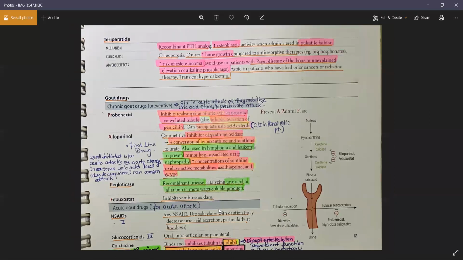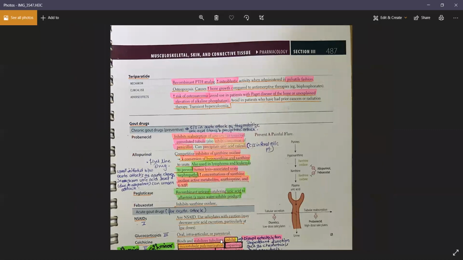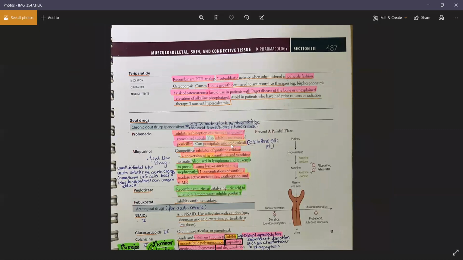Any doubt so far on the gout drugs? No, thank you.